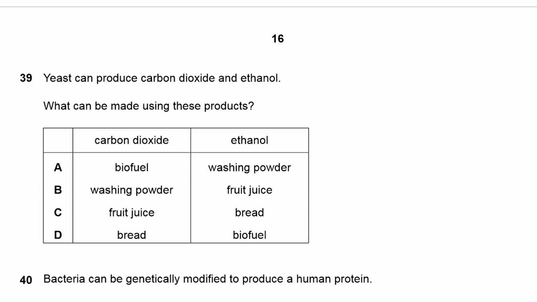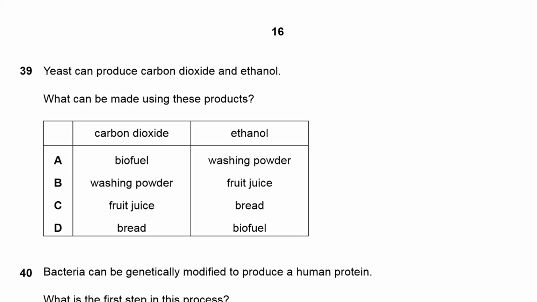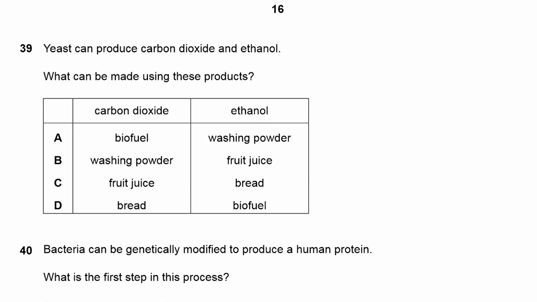Number 39 says, yeast can produce carbon dioxide and ethanol. What can be made using these products? What can be made when we have carbon dioxide? What can be made when we have ethanol? Carbon dioxide is not used as a biofuel. Carbon dioxide is not used as washing powder. Carbon dioxide is not used in fruit juices, but it is used in bread to raise the dough. And then ethanol is not used in washing powder. It's not used for fruit juice. It's not used for bread, but can be used to form biofuel, a biological fuel. So this will eventually be D.